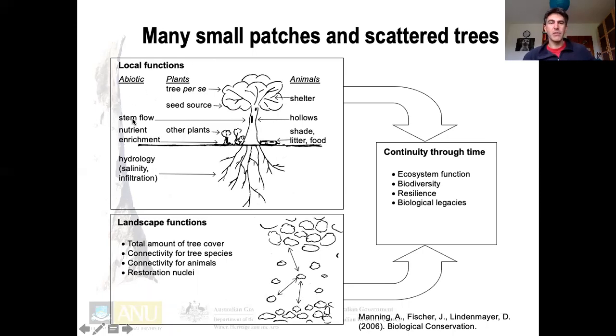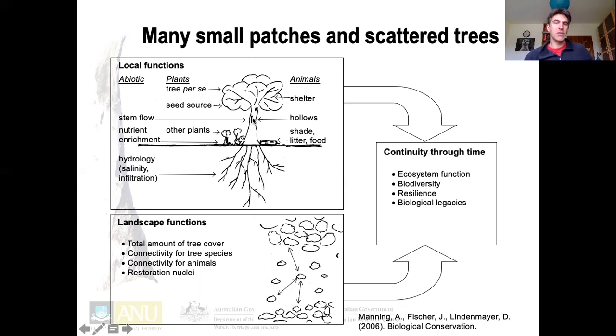They change water infiltration, they change the nutrients of the soil, they change the hydrology because of this stem flow and water infiltration. That changes, of course, also the salinity of the ground. In terms of plants, the tree per se changes the plant community. Normally you just have grasses and forbs there. It's a seed source for other trees and other shrubs perhaps. Animals might find shelter in such a tree.